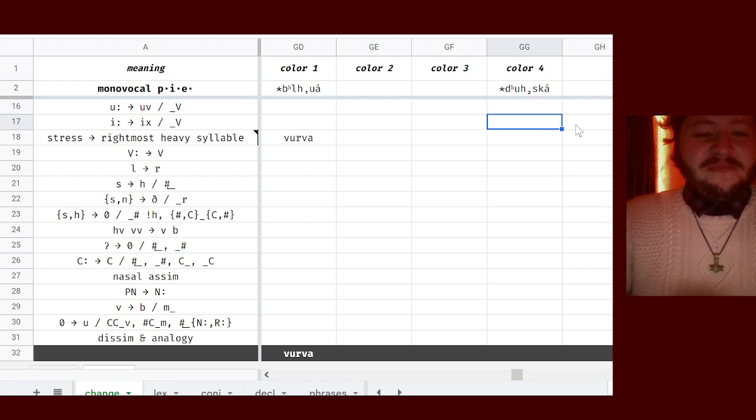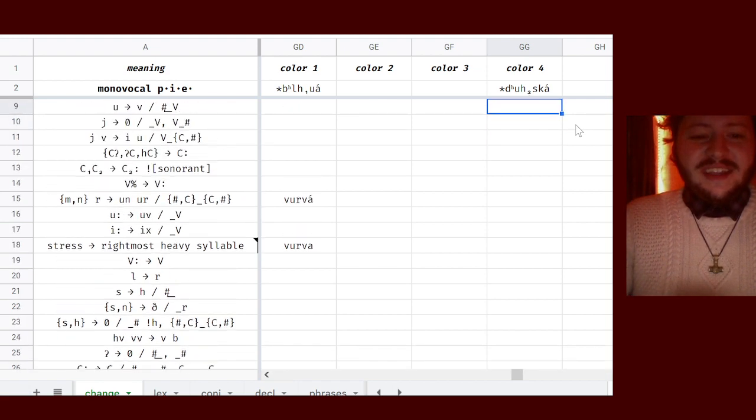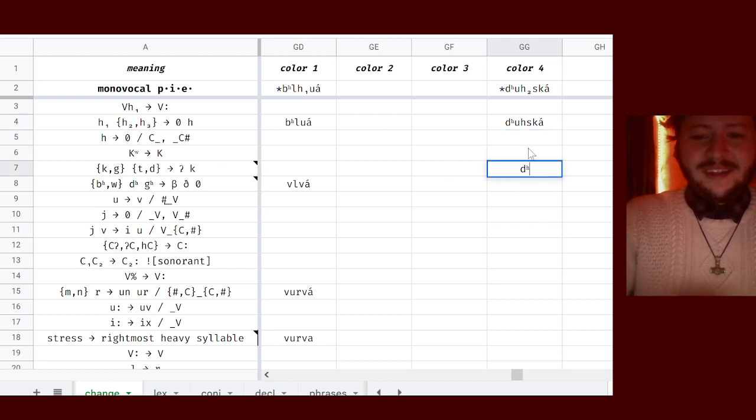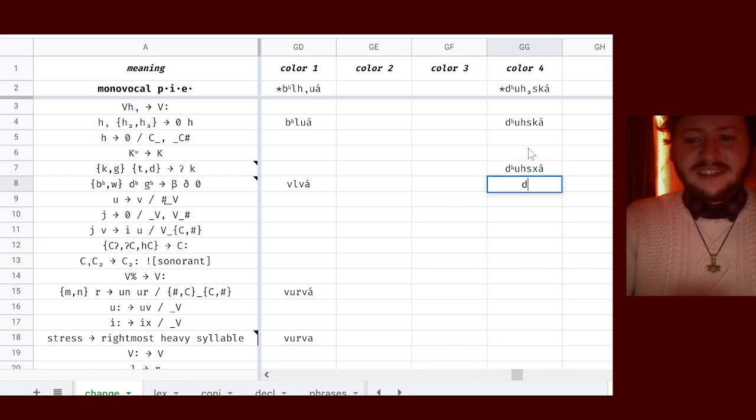All right. First thing that happens here is that H2 is just an H now. Second thing that happens is that the K is going to turn to a glottal stop. And then the aspirated D is just going to be a the. And then that glottal stop.